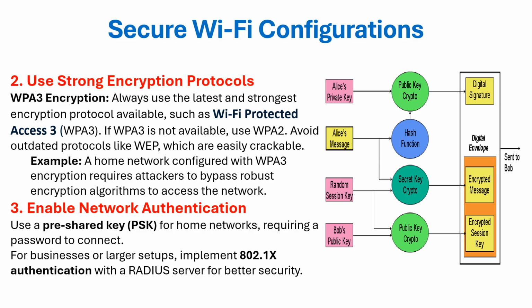The third one is to enable network authentication. For example, use a pre-shared key for a home network, requiring a password to connect. For a business or large setup, implement 802.1X authentication with a RADIUS server for better security. Of course, there are many other protocols to change too.